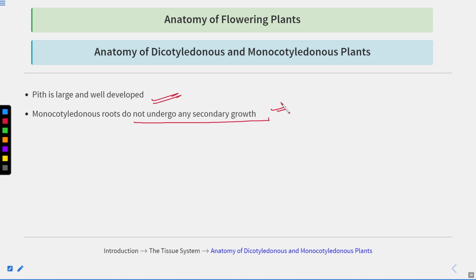So this is all about the anatomy of the dicotyledonous and the monocotyledonous root. This is the end of this particular session. We will have one more session to complete this whole topic. Till then, thank you very much.